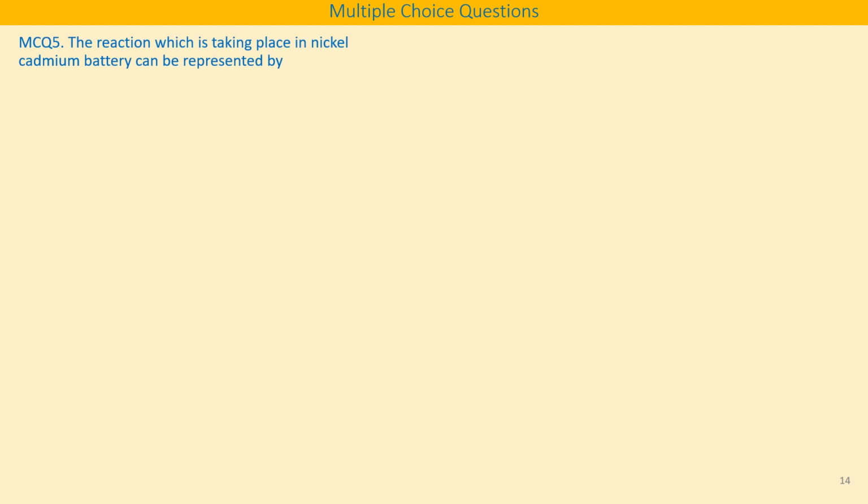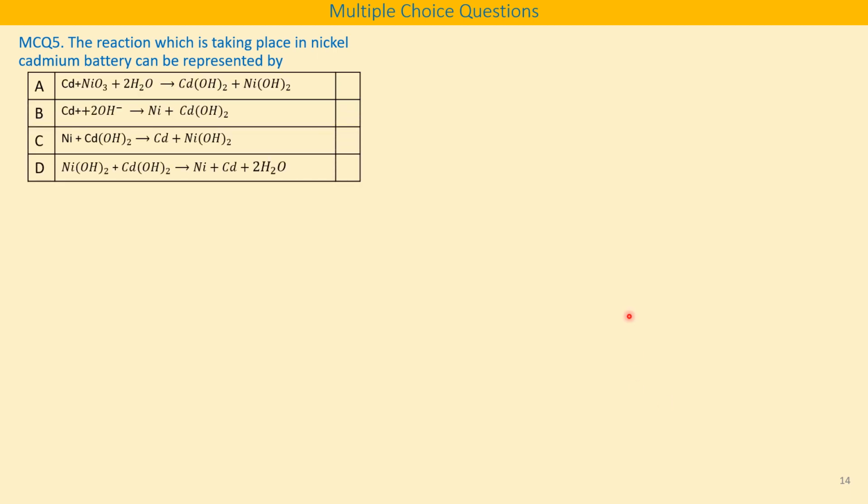Next question. The reaction which is taking place in a nickel cadmium battery can be represented by four reactions given on the screen. Reaction A is Cd plus NiO2 plus 2H2O forms Cd(OH)2 plus Ni(OH)2. Option B is Cd plus 2OH- forms Ni plus Cd(OH)2. Option C is Ni plus Cd(OH)2 forms Cd plus Ni(OH)2. And option D is Ni(OH)2 plus Cd(OH)2 that gives Ni plus Cd plus 2H2O.